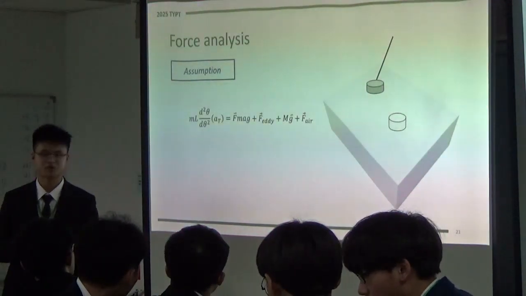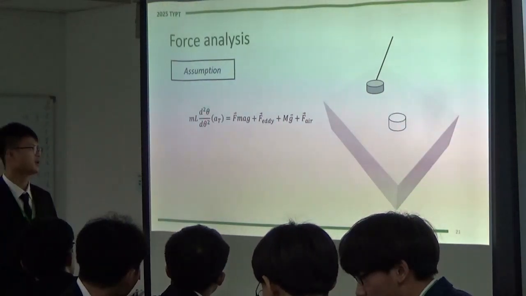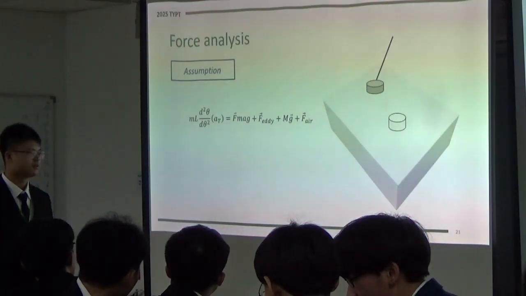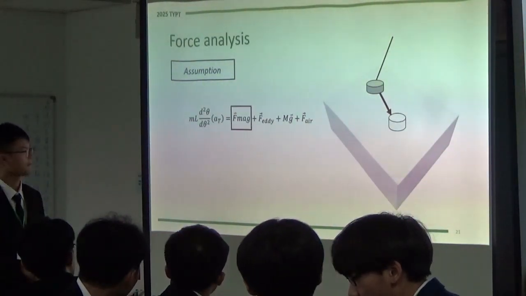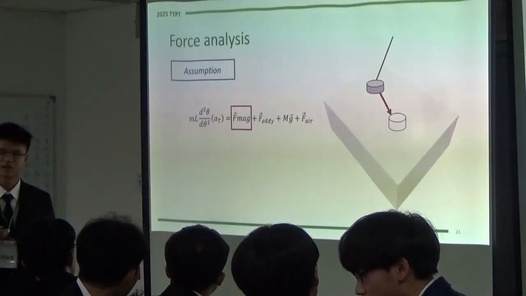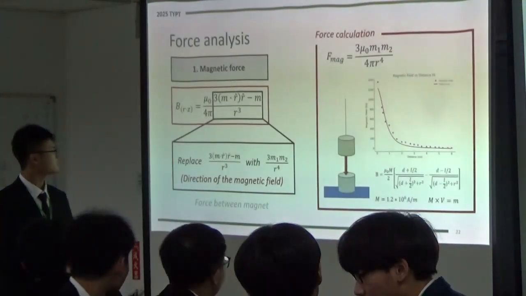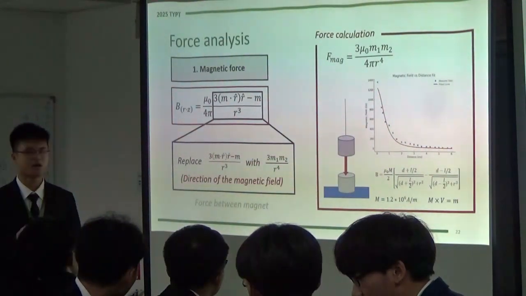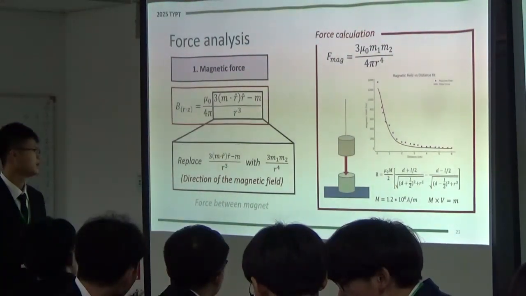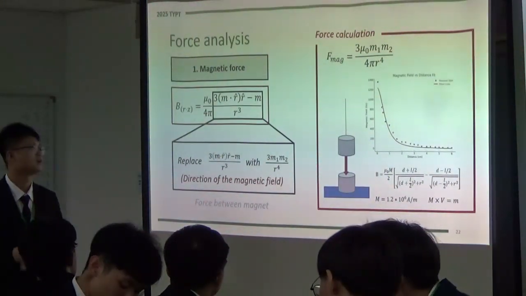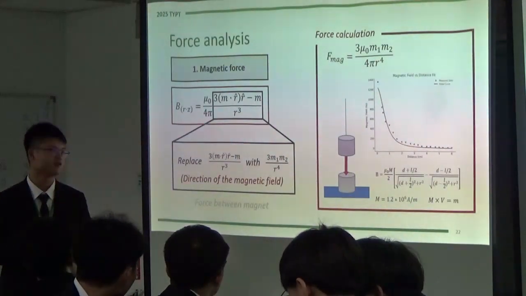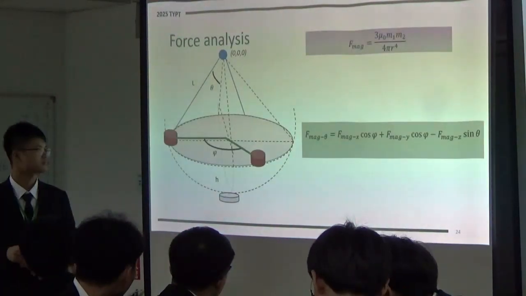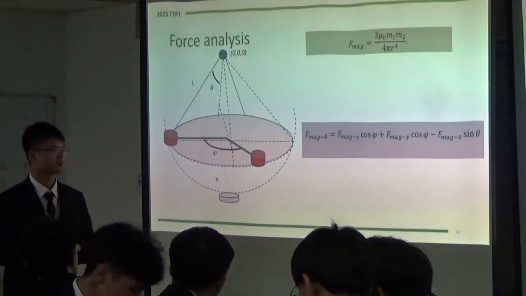Then these are all the forces I assume affect the motion. First is the attracting force between the magnets, then the eddy current force, the mass of the magnets, and the resistance. First, I consider the attracting force between the magnets. For it, I use the equations shown as the curl of the magnetic field, and then I replace the direction of the magnetic fields. On the right side are the calculations of the magnetic fields to get the magnetic dipoles of the magnets I use. And then this is the magnetic force.